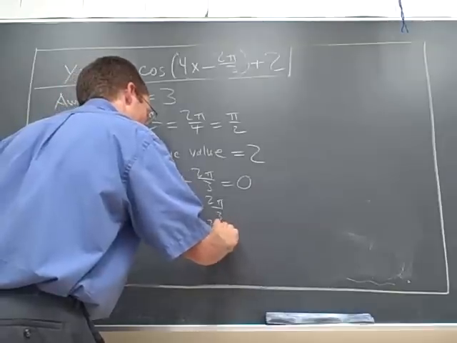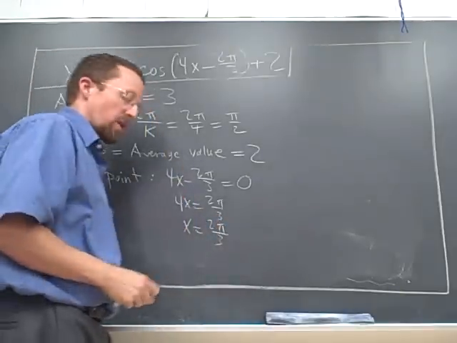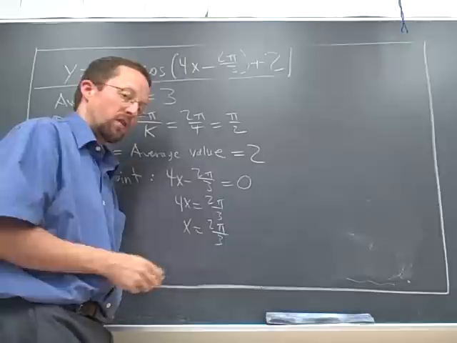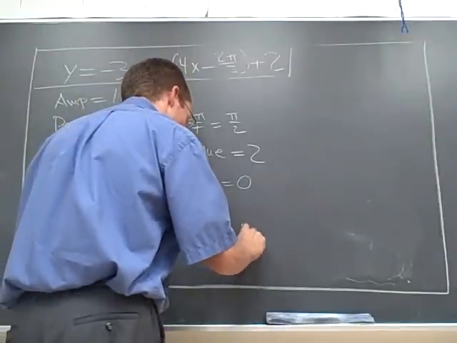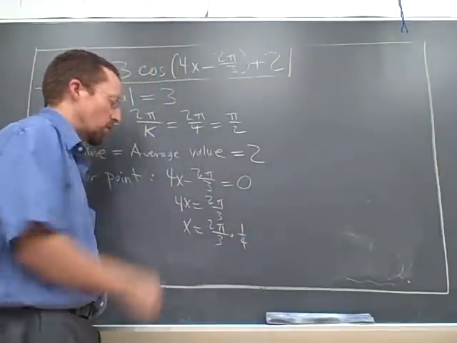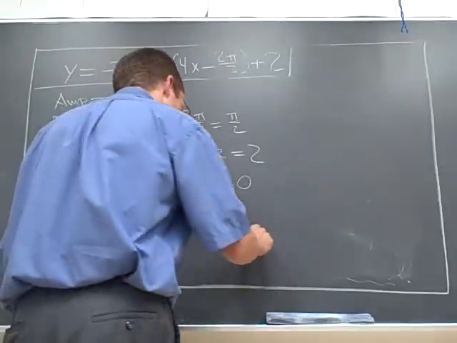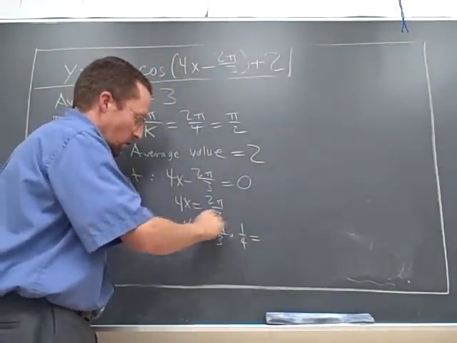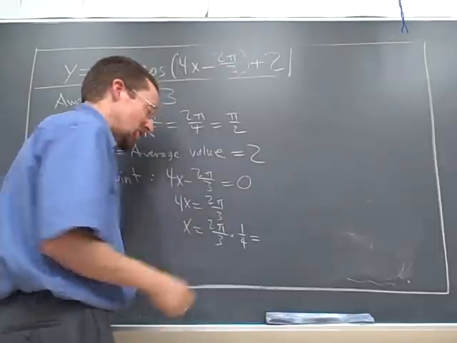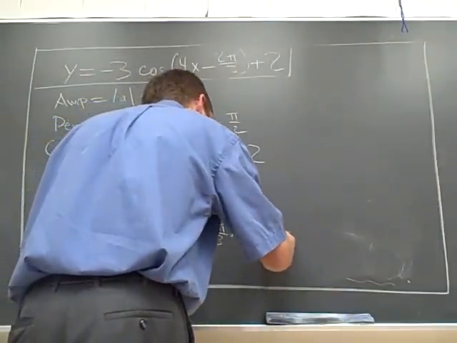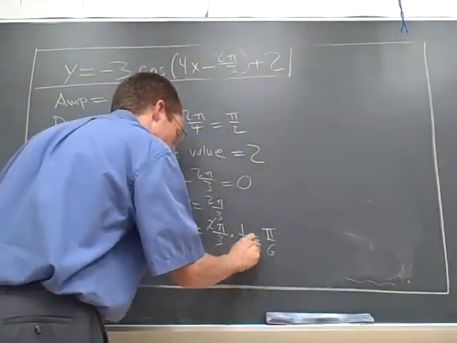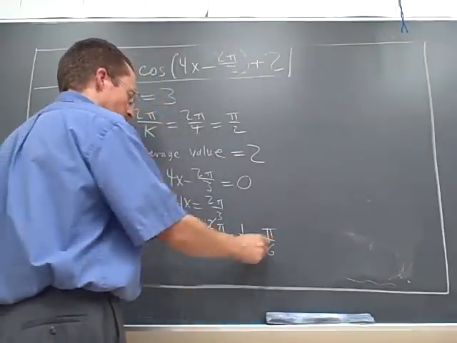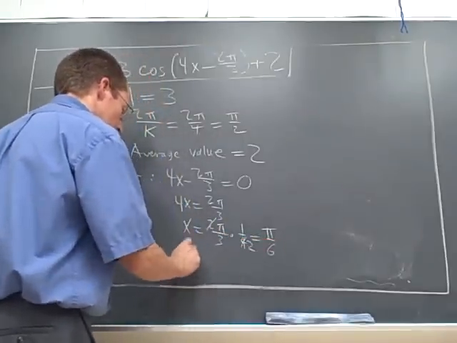You have to be careful with fractions. Dividing by 4, rather, is the same as multiplying by 1/4. Or multiplying both sides by 1/4 is one way to think about it. You could just blindly cancel and get, or blindly go across and get 2 pi over 12. But you want to cancel, and it becomes pi over 6, because that cancels down to a 2 there. So there's our x value.